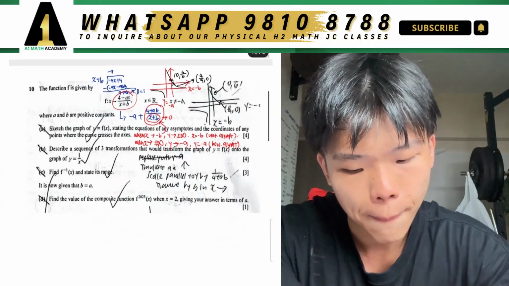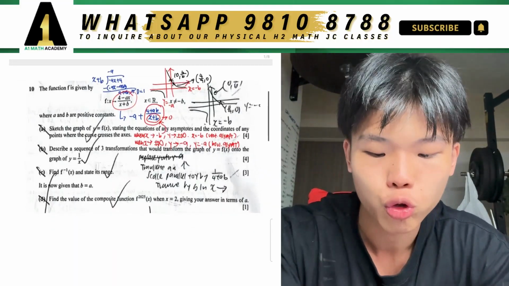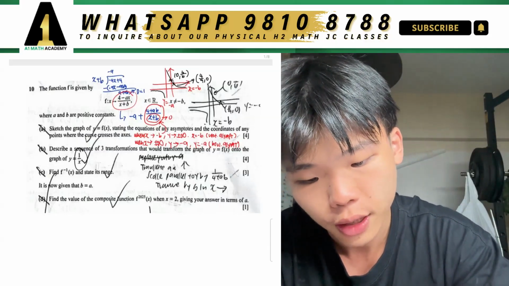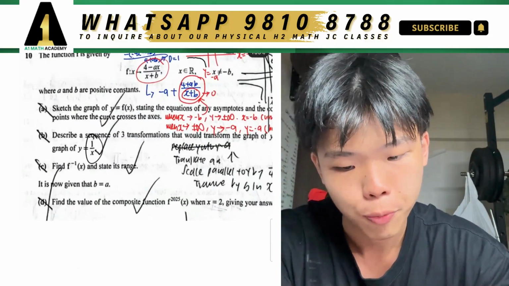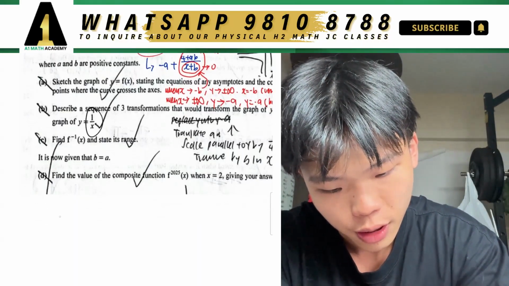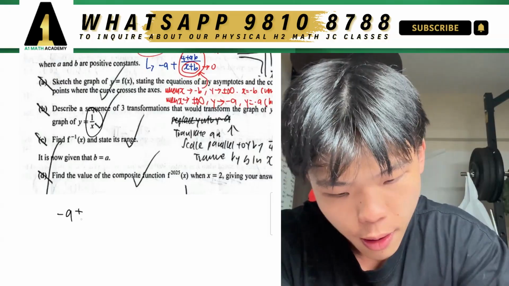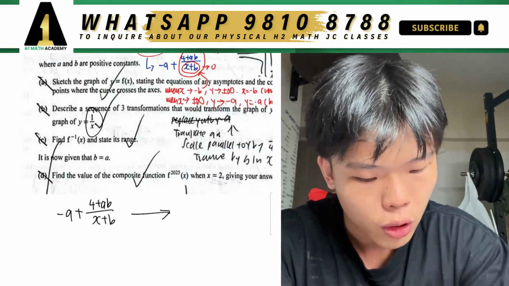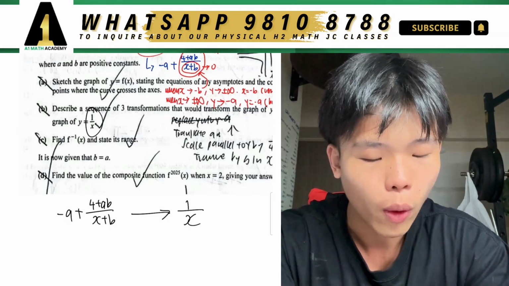Now, with that said, let's look at part B over here. They want us to describe a sequence of transformations that will transform the graph onto this over here. So the best way to actually approach this would be to use your simplified form, right? And you know your simplified form over here is essentially negative a plus (4 plus ab) over (x plus b). And now you need to transform this to give you 1 over x.